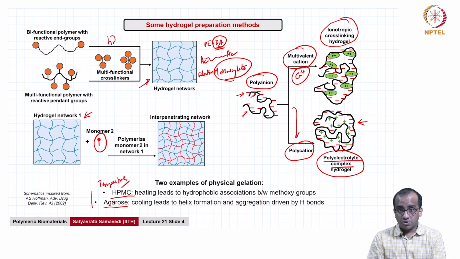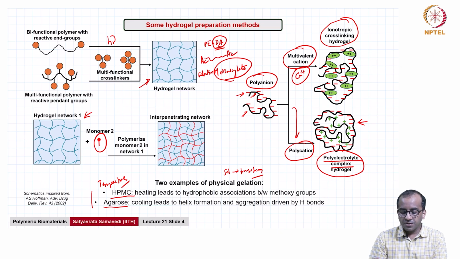So, they undergo the sol-gel transition due to temperature driven effects. In the case of HPMC, you have these hydroxyl groups at room temperature that can very strongly hydrogen bond with water. So, they are soluble, unlike cellulose, which is not soluble. So, at room temperature, HPMC is soluble in water because of the strong hydrogen bonding with the hydroxyl groups.